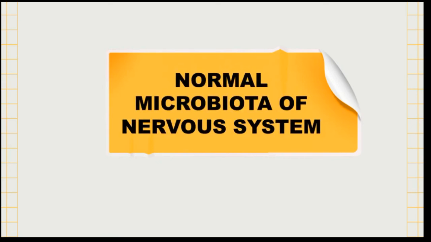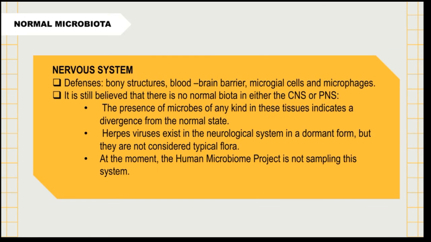Normal microbiota of the nervous system. The defenses of the nervous system include the bone structures, blood-brain barrier, microbial cells, and the macrophages. Since the blood-brain barrier excludes most microbes, there is no normal microbiota in the nervous system. It is still believed that there is no normal biota in either the CNS or PNS.